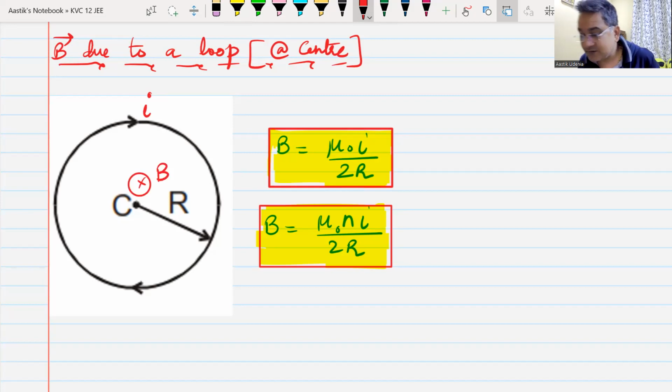Do we understand this? Curl rule, screw rule. We understand this? Understood, sir. Pakka, sir? Your pakka is dangerous. Scared of your pakka.